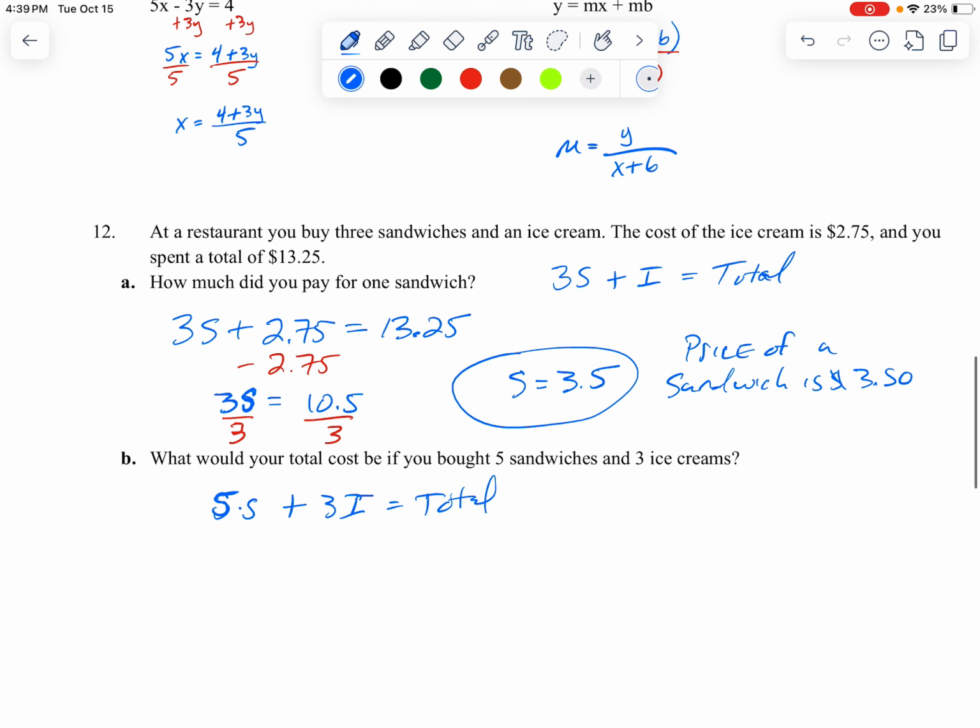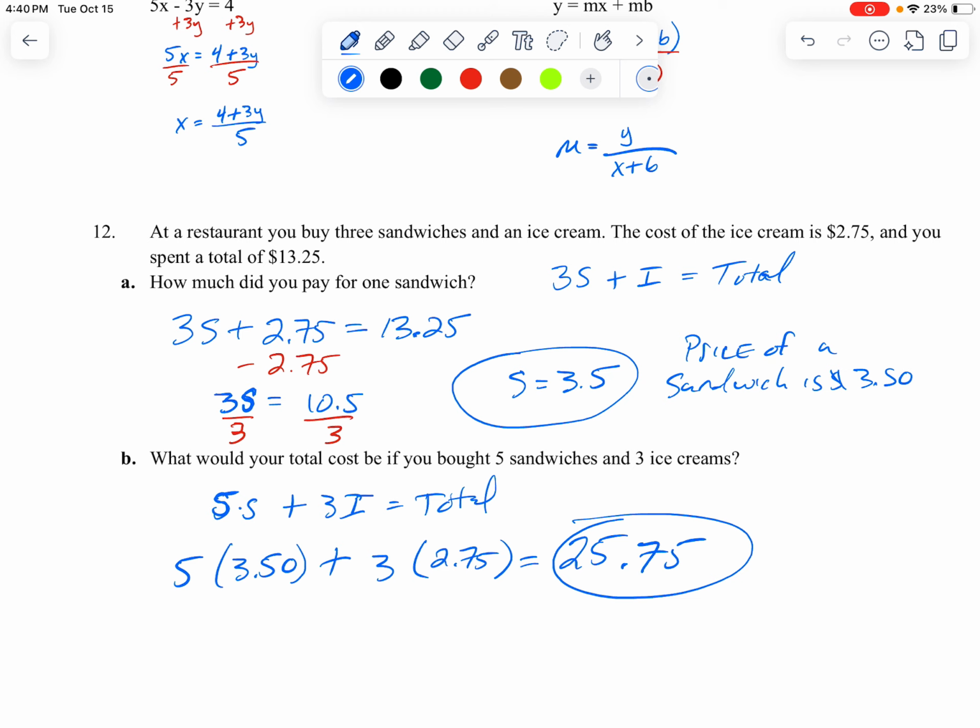If sandwiches are $3.50, that means I've got 5 times $3.50, and I want 3 ice creams, and they are $2.75 a piece. And what I want to know is my total. So just punch this into a calculator. 5 times 3.5 plus 3 times 2.75, and you get your total of $25.75.